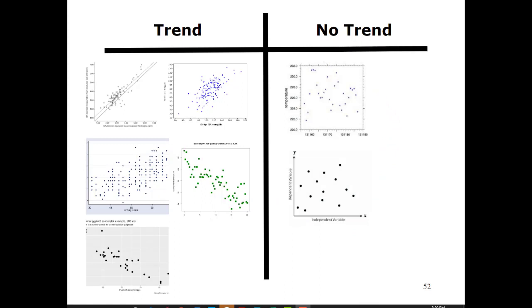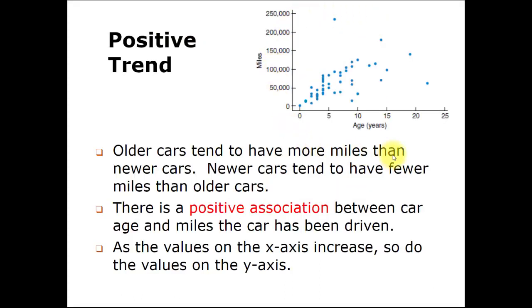So let's talk about trends in a little bit more detail. So here is a scatter plot, and on the x-axis, which is our independent variable, we have age, and on the y-axis, which is the dependent variable, we have miles. And this is a scatter plot showing the relationship between the age of a car and how many miles are on that car. So here we see that if we're looking at the ordered pairs that have created this scatter plot, as the values increase on the x-axis, they are also increasing on the y-axis.